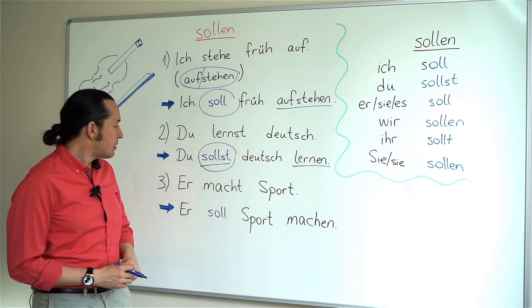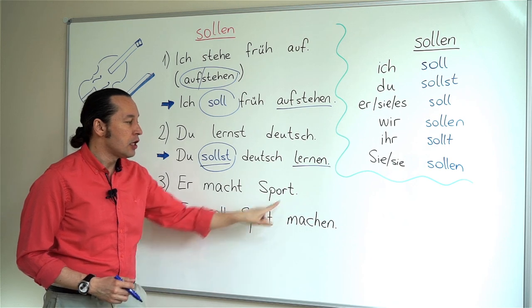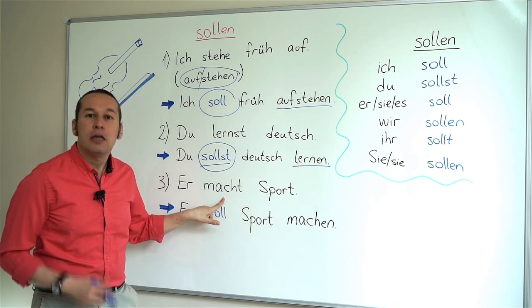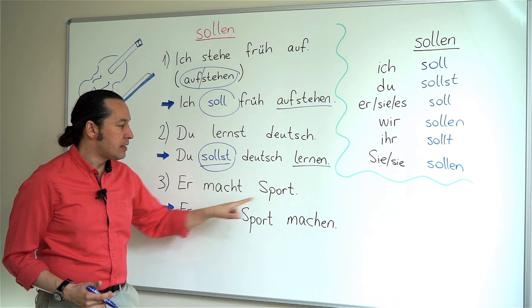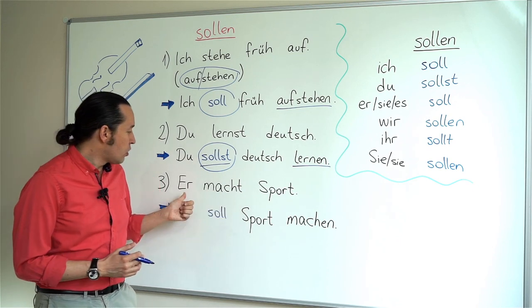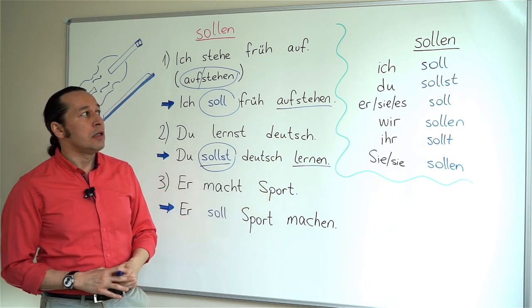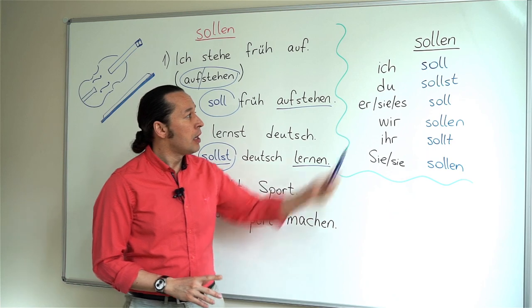In the next example we have, er macht Sport, sports. Machen, to make. He makes sports. He does the exercises, he does sports, right? So, er macht Sport. What do I do for the sollen form?